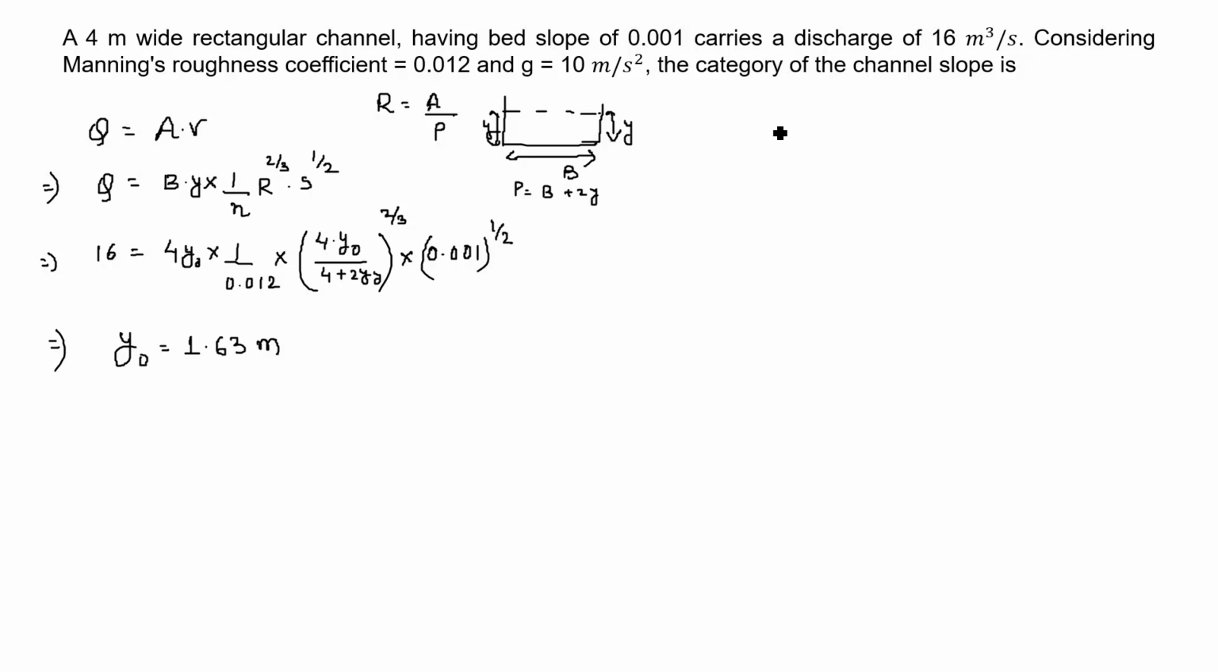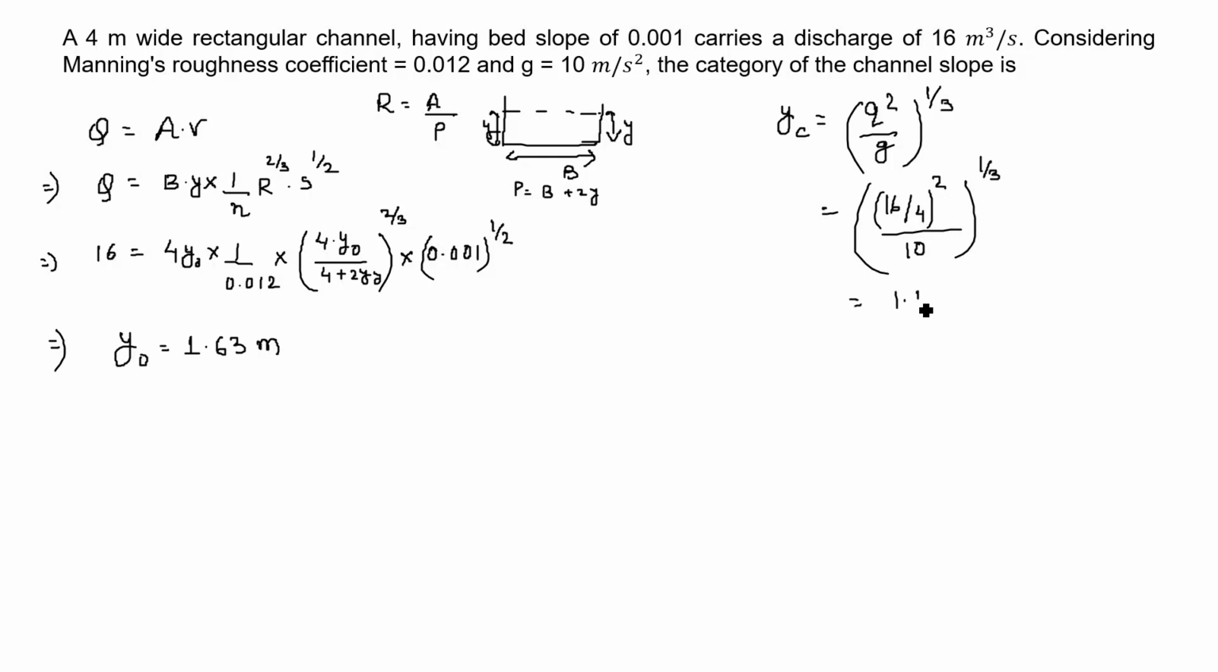Now we need to find the critical depth Yc. For a rectangular channel, Yc can be found by the formula q square by g to the power 1 by 3, where q is discharge per unit width. So discharge is 16 and width is 4 meters. So 16 by 4 square by g, which is 10, to the power 1 by 3. This will be 1.169 meter. So we have the value of normal depth and critical depth.